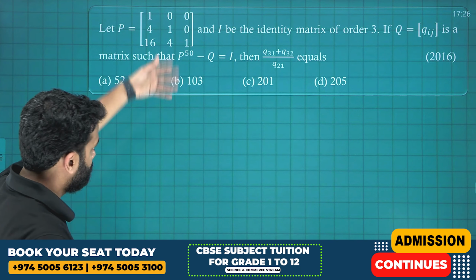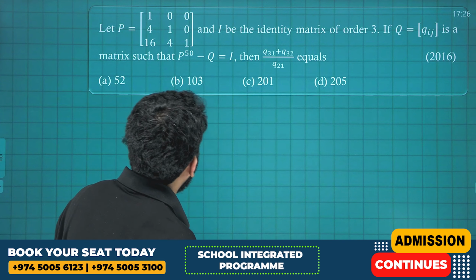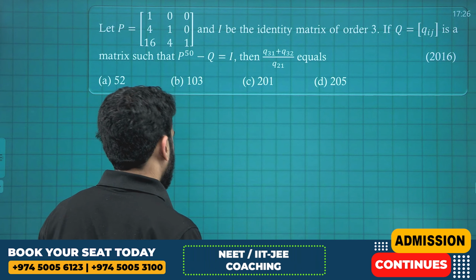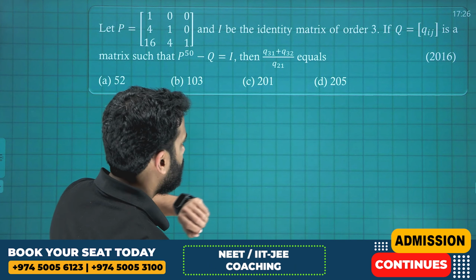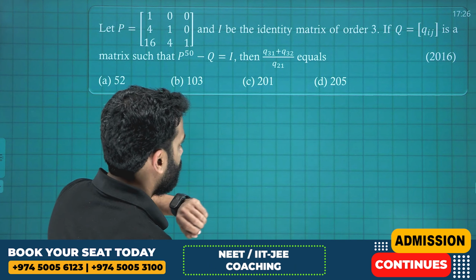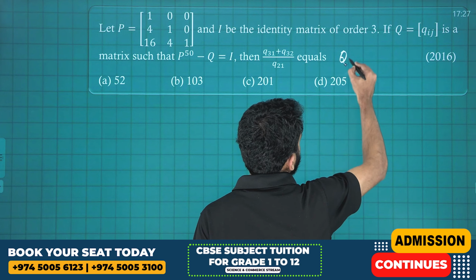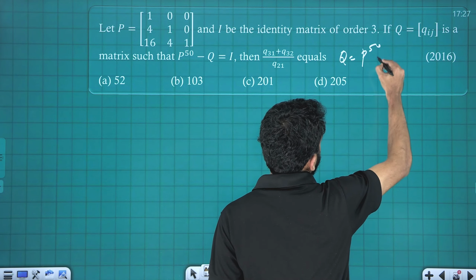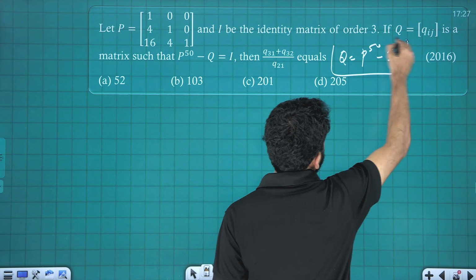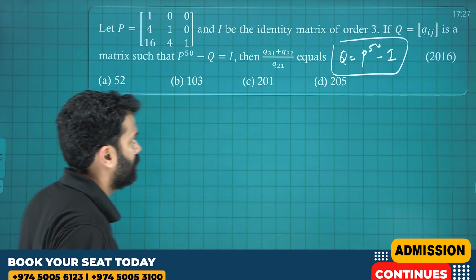Let P is equal to 1, 0, 0, 4, 1, 0, 16, 4, 1, and let I be the identity matrix of order 3. Okay, and Q is given, the general representation, such that P raised to 50 minus Q is equal to I, and you need to find Q31 plus Q32 plus Q21. Okay, those are elements of Q. And what is Q? Q is equal to P raised to 50 minus I.